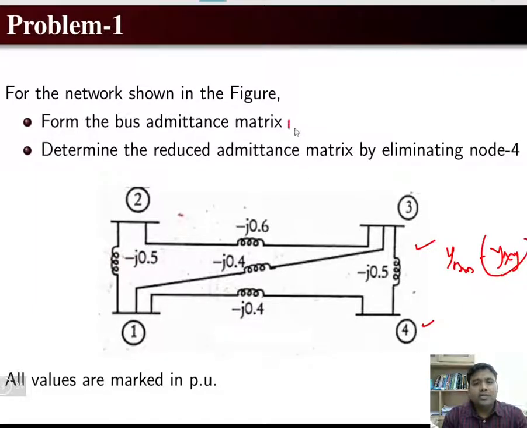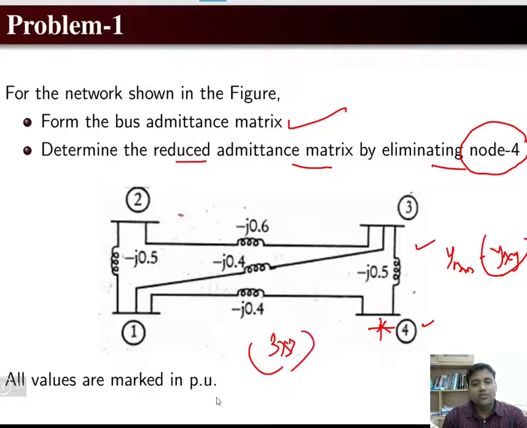Now obtain the bus admittance matrix, and the second part of the question is to determine the reduced admittance matrix by eliminating node 4. So if one of the buses is removed from the system, that is bus 4, we will get a matrix size of 3 cross 3 for the Ybus. All the reactances, or the admittances, are given in per unit.